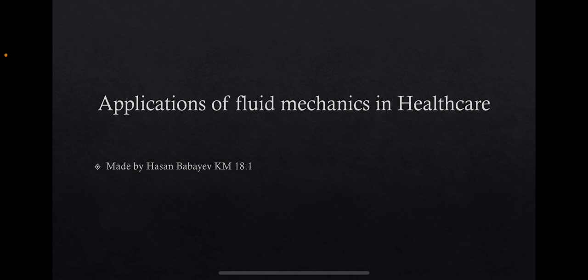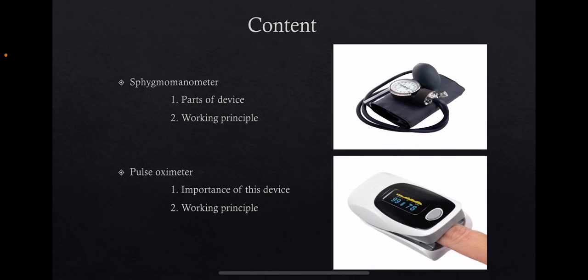Before starting my presentation, I would like to introduce my content. So we will discuss two main devices which are used in healthcare. First device is sphygmomanometer, and I will give some information about parts of this device and working principle. Second device is pulse oximeter, and we will discuss why this device is important and how it works.